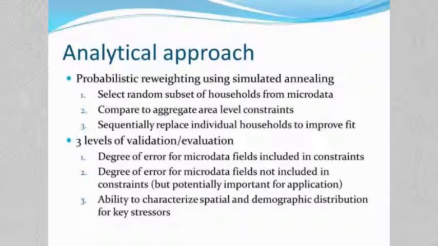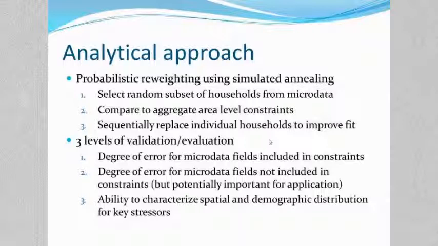So this is the probabilistic reweighting using simulated annealing. It's just the statistical means to follow this sort of intuitive 1, 2, 3 process here. For those who are on the statistical side of things, it's like a standard hill climbing algorithm, but with a little bit more complexity to it, so you don't end up in a place that's just a local maximum and not a global maximum. So you can follow this approach, and the question is, how do you know if it works?